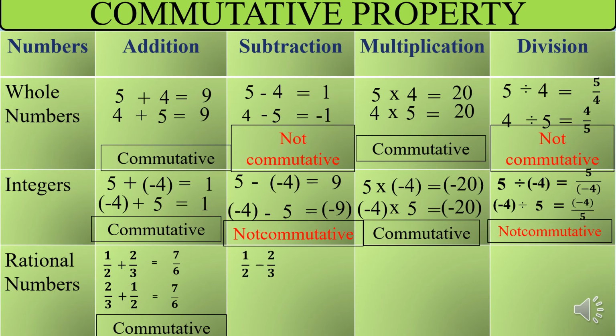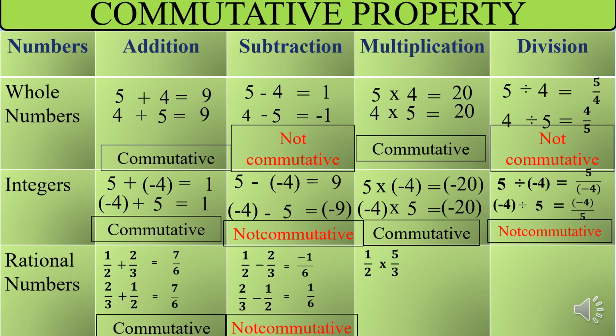Now for subtraction, 2 upon 3 is subtracted from 1 upon 2, we get answer minus 1 upon 6. And when 1 upon 2 is subtracted from 2 upon 3, we get answer 1 upon 6. Here results are different. So we can say that subtraction is not commutative for rational numbers.